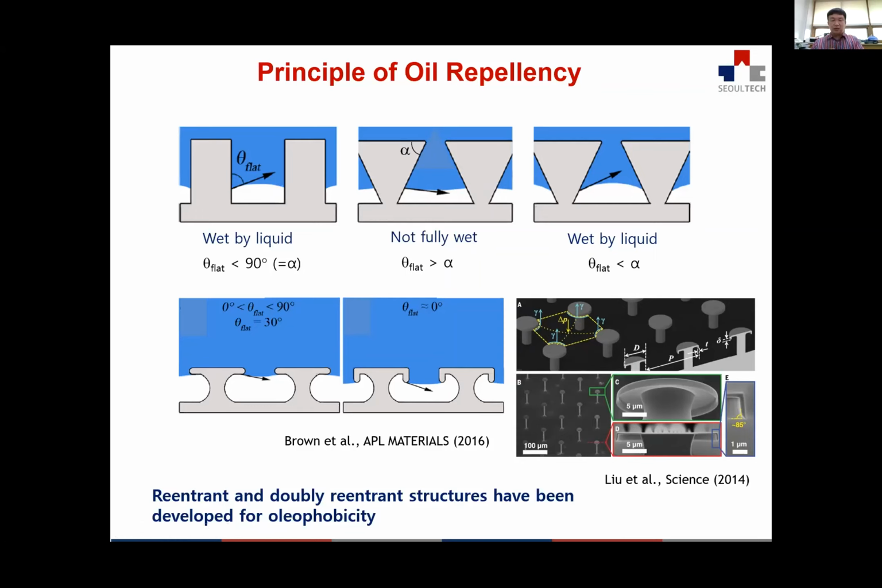So that's why many research groups try to make many structures like tapered structures, reentrant structures, hood structures, or doubly reentrant structures designed by the UCLA group. Those kinds of reentrant structures can be used for omniphobic surfaces without coating, for any liquid.